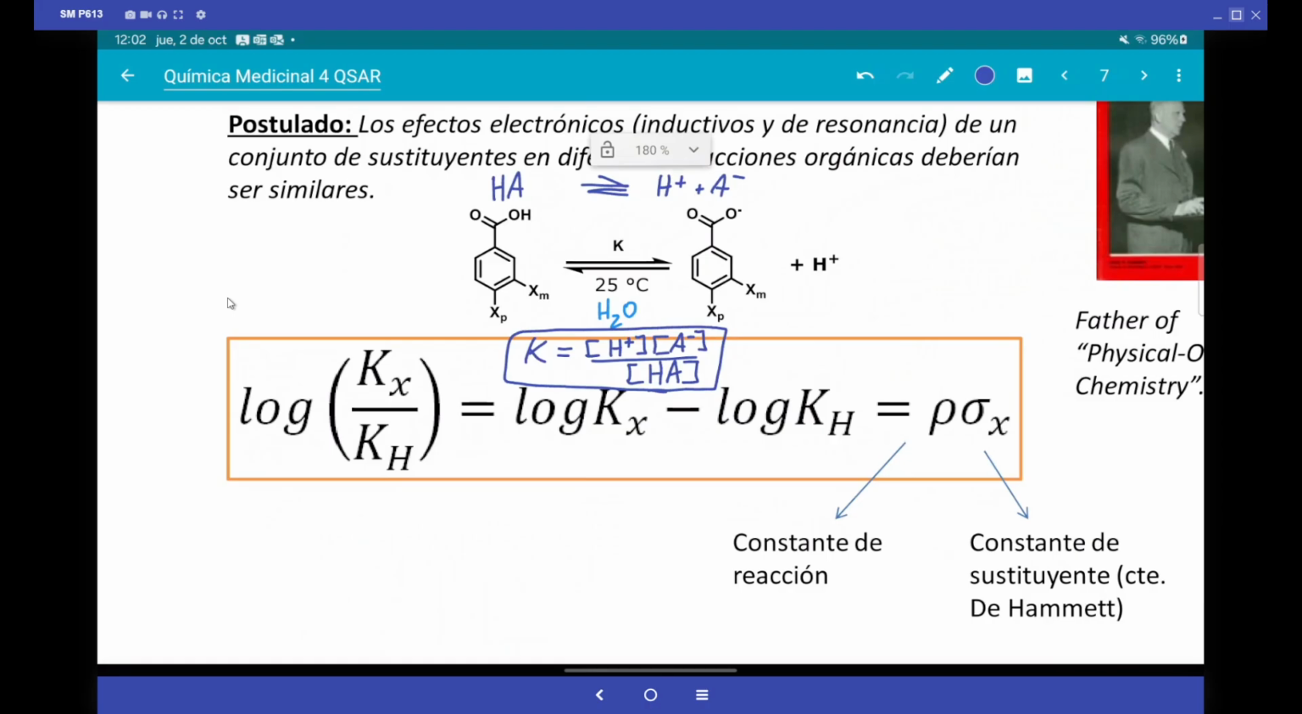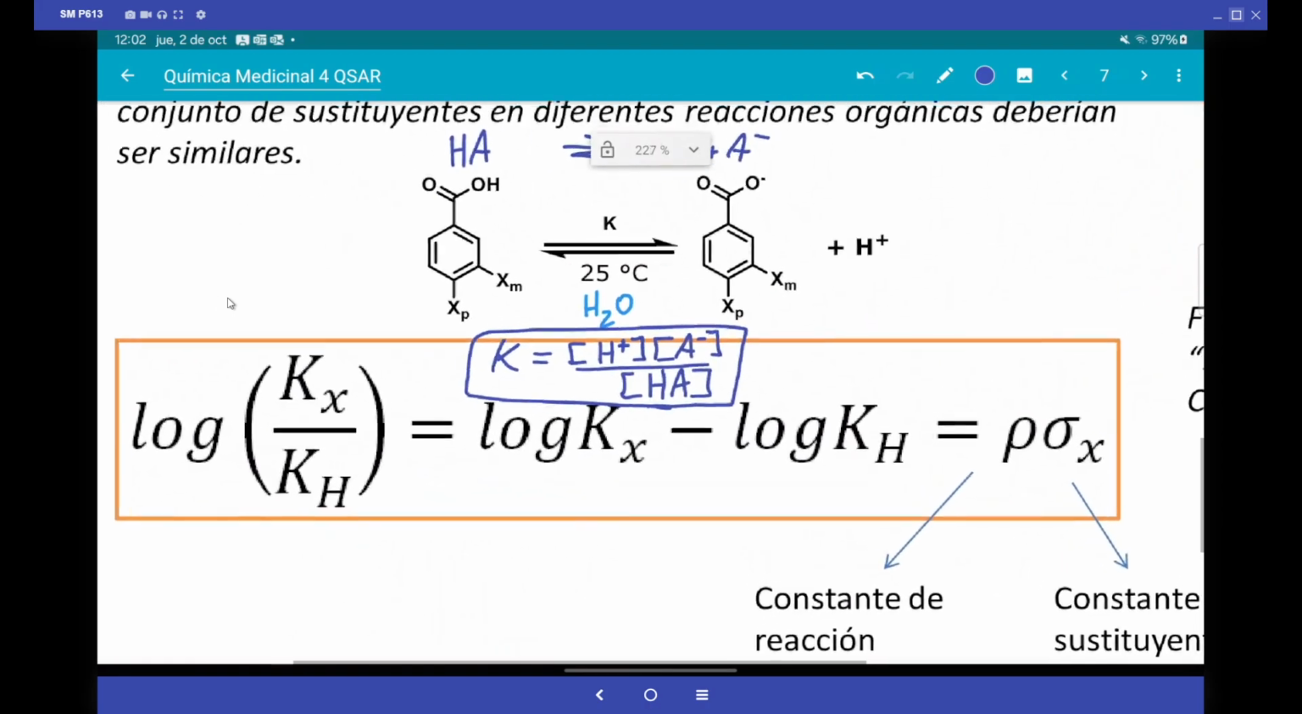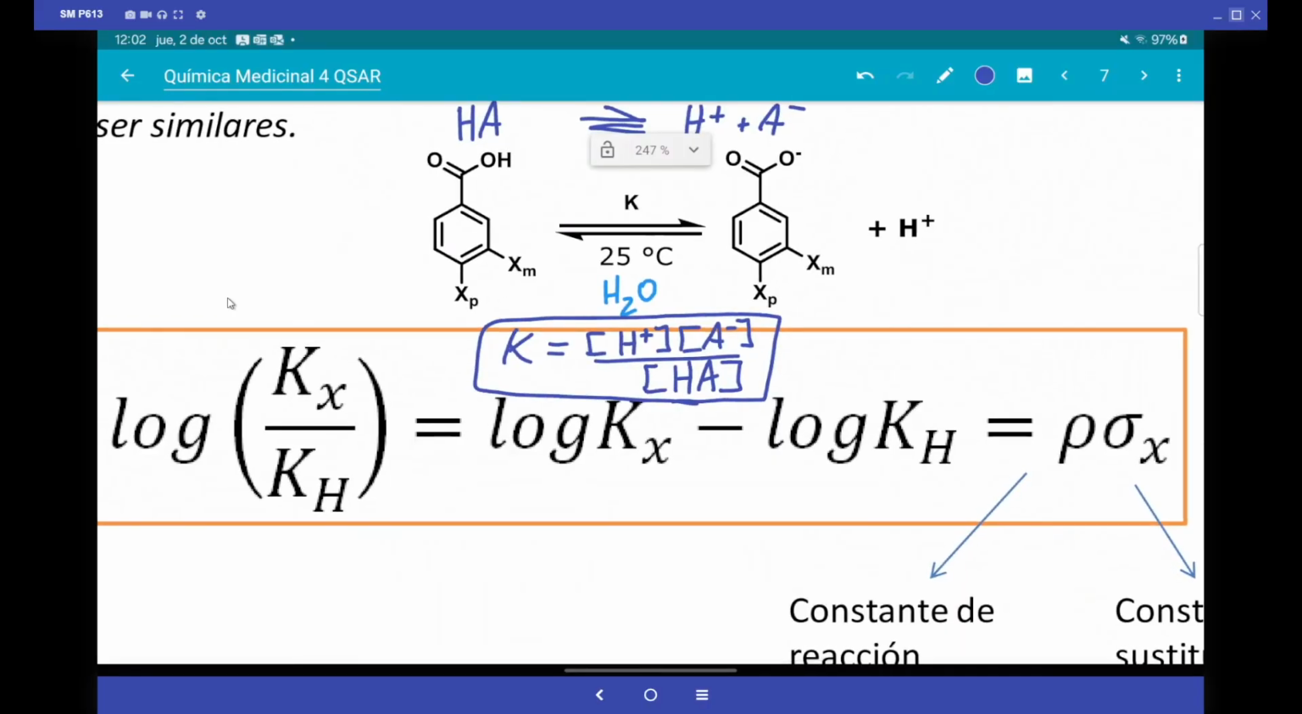We have this. How can we know if a group is an electron donor or an electron attractor? Indirectly. Well, what is this? This says here is the logarithm of the dissociation constant when there is a substituent X in the structure, in meta or in para. Because never in an ortho position. Because when we have a substituent in an ortho position, the steric effects are important and alter the value of the constant. We want to see only the electronic effect.